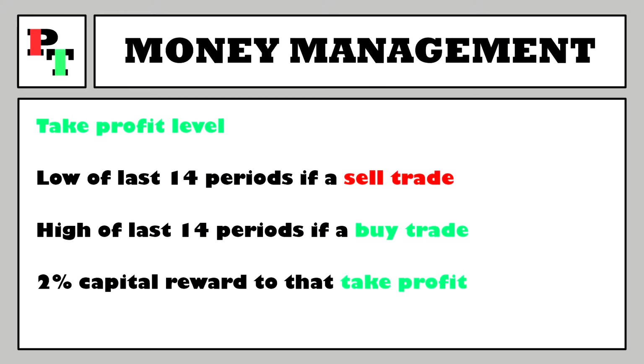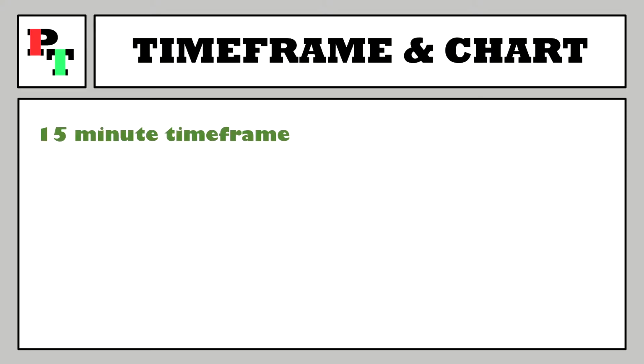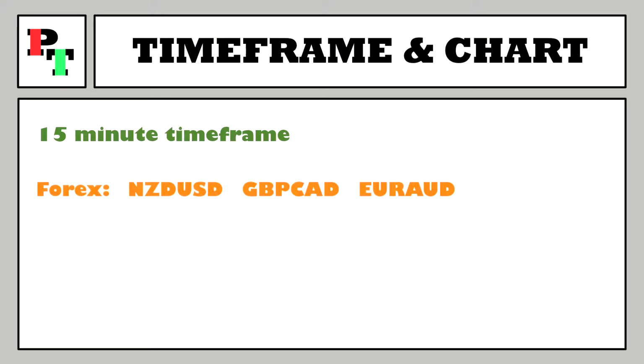And we'll also measure our trade volume by saying that we have a 2% capital reward to wherever that take profit level is. Upside cap at 2%, downside no cap. Crazy, but true. That'll keep our money managed, and we'll stick with the 15-minute time frame that we used in the relatively simple strategy so that we can keep that consistent. And we'll use the same 3 currency pairs as well. Those are the New Zealand dollar US dollar pair, the Great British pound Canadian dollar pair and the euro Australian dollar pair. There won't be anything to reverse when it comes to our journaling though.